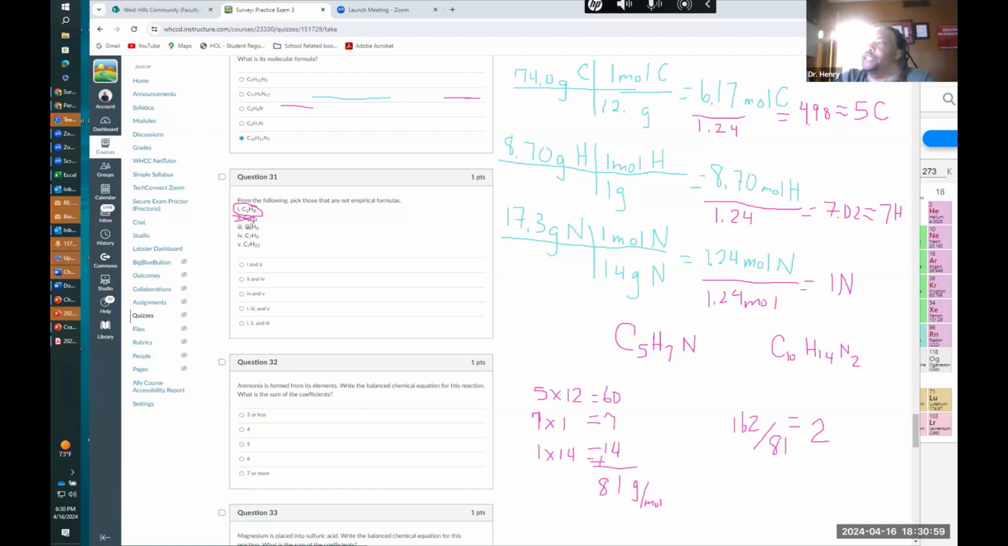What about this one? There's 6 and 6. What am I going to divide that by? By 2 or 3, or 6, right? Yeah. So we could divide it by 6 because they're both divisible by 6. So then that one isn't an empirical formula.